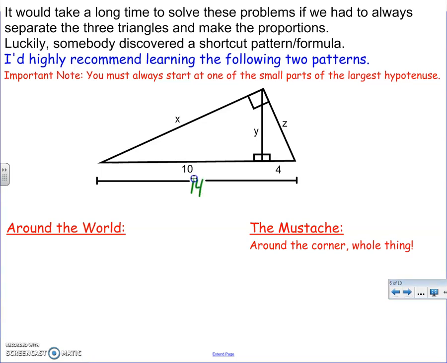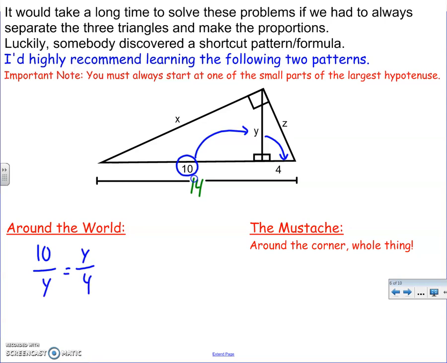All right, the first pattern is called around the world. You start at one of the 2 small pieces of the large hypotenuse, so I'll start at 10. Around the world makes like a half circle. 10 will go to y, then y will go to 4. And each arrow is a fraction, so that's really 10 over y equals y over 4, like a geometric mean.